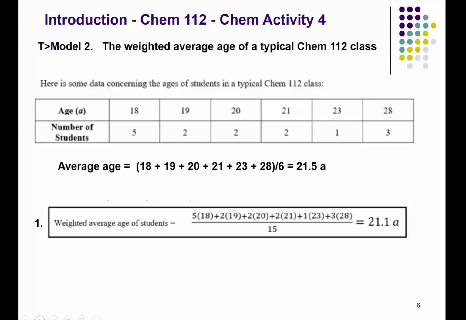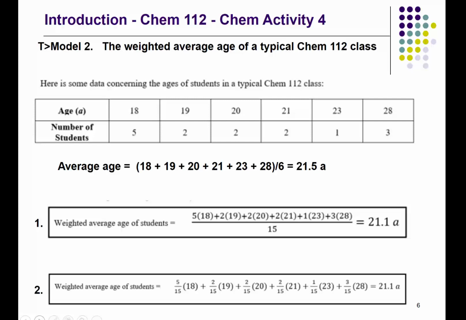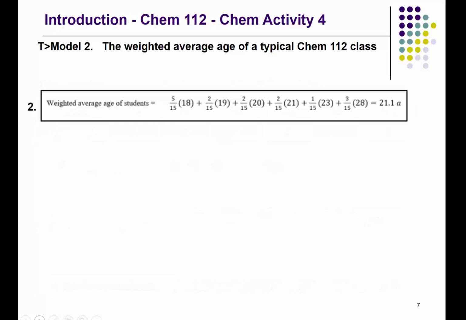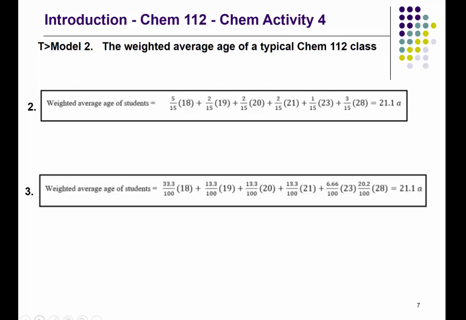Let us modify our calculation. In the calculation labeled number 2, we've changed all the multiplying numbers, that is the number of students at each age, to fractions, which of course we can do mathematically because these numbers were all originally being divided by 15. On the next slide, I show this calculation number 2 again for reference. I now change the multiplying numbers to be a fraction out of 100. 33.3 divided by 100 is the same as 5 divided by 15.